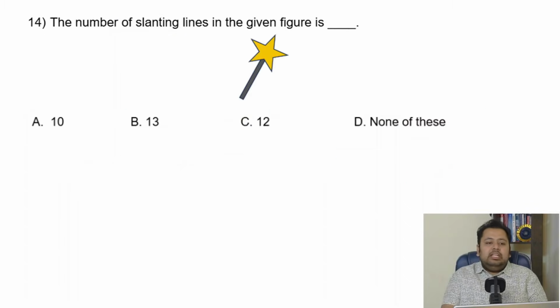And now we move to question number 14. If the number of slanting lines in the given figure is dash, a figure is given, you just have to find out how many slanting lines are there over here. Pause the video, solve it first, and then look at the solution.